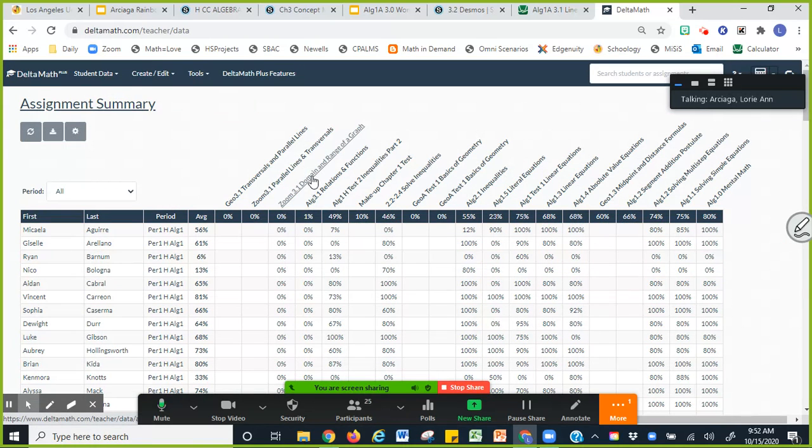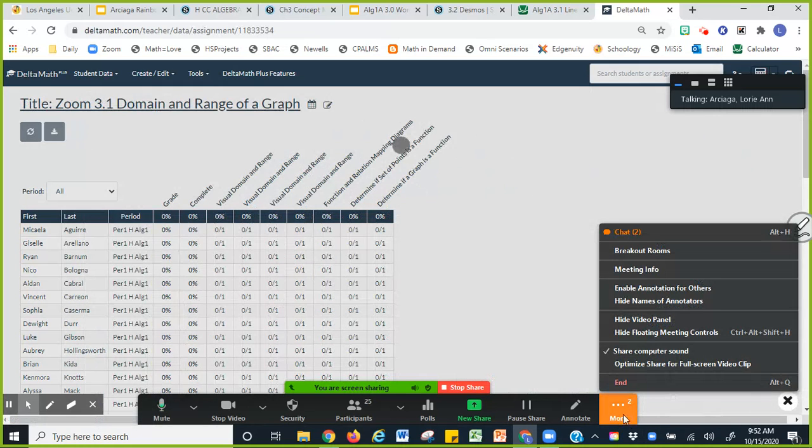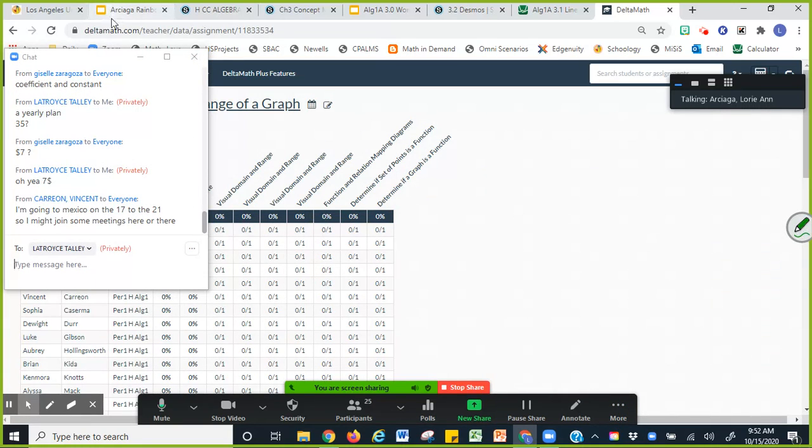You will see something in Delta Math called Zoom 3.1. I called that Zoom 3.1 because we're going to do it right now.